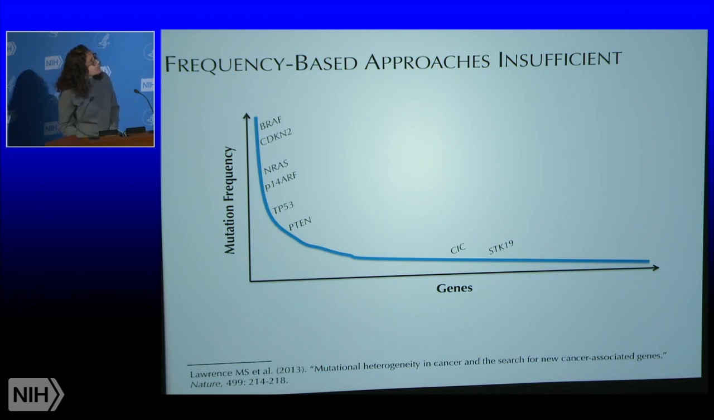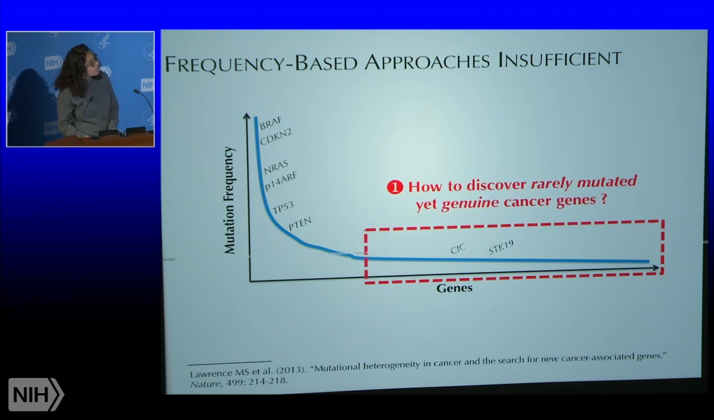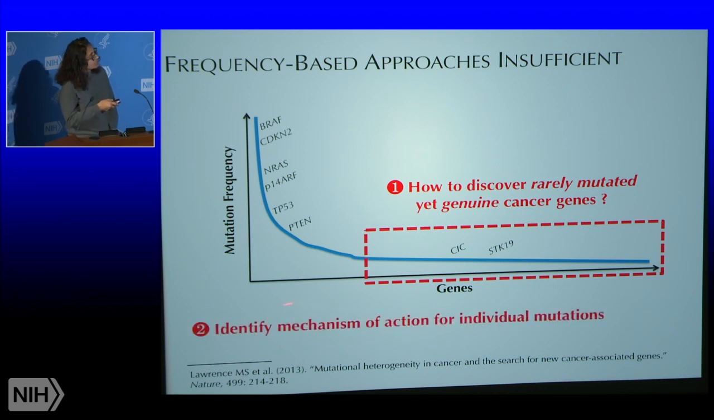So I would argue that these frequency-based methods, though powerful, are insufficient. So I want to talk today about methods that try to first discover these somewhat less mutated yet genuine cancer genes that are sitting in this sea of genes with low mutation rates. And two, I'd like to start to think about the mechanism of action of individual mutations, to not just treat this as a purely statistical problem.